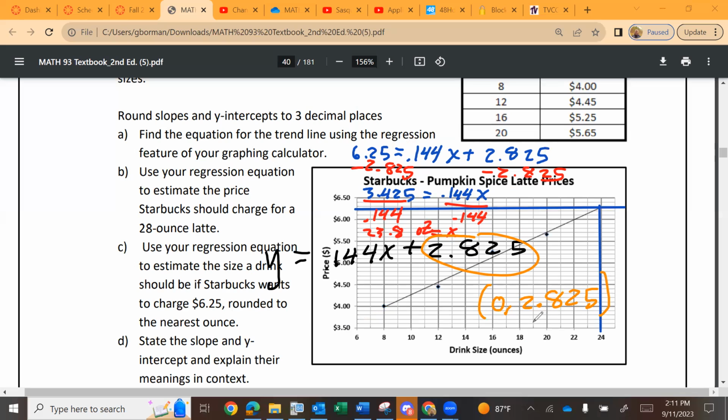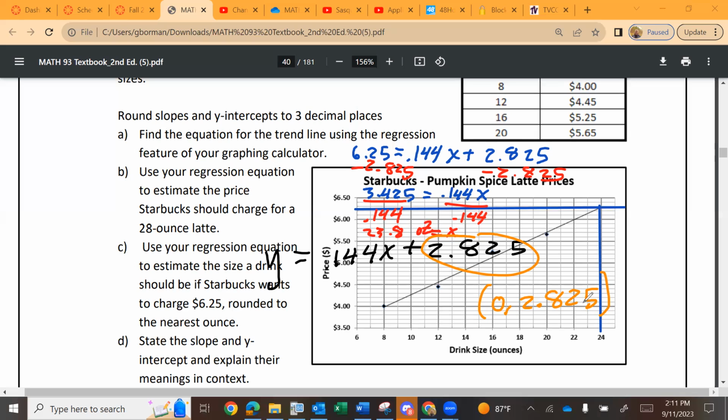So now remember, x stands for ounces in this problem. Y stands for dollars. So for your explanation of what this means, which is very important, you would say something like, if you bought a latte that was 0 ounces, it would cost you $2.83 or $2.82. I know that would be weird. It's like, well, why would you buy a 0 ounce latte? Why would you want one, and why would you pay for it?